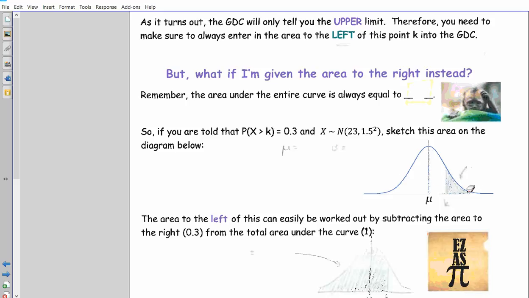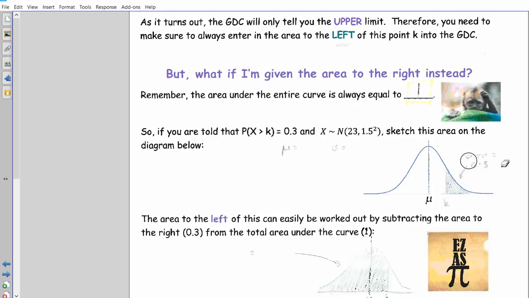Remember that's easy to do because the area under the curve is always equal to 1. So if they've told you that this area is 0.3, then the area you'd have to enter in the graph is 1 minus 0.3, so it would have to be 0.7. If they tell you this area is 0.2, then the area you put in the calculator should be 0.8. If they tell you this area is 0.15, the area you should put in there is 1 minus 0.15, which is 0.85.